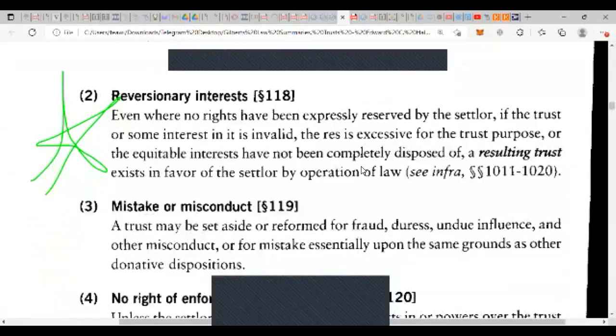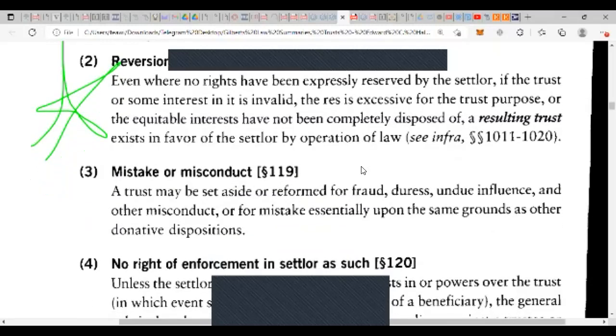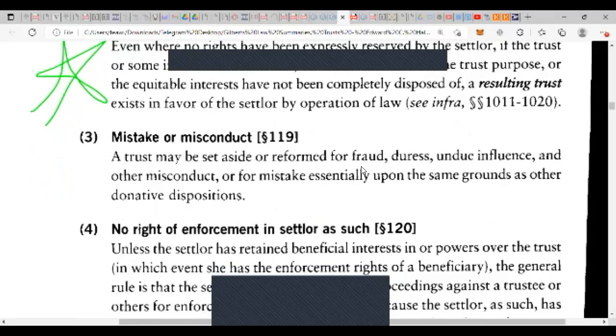Reversionary interest, Section 118. Even where no rights have been expressly reserved by the settlor, if the trust or some interest in it is invalid, the res is excessive for the trust purpose, or the equitable interests have not been completely disposed of, a resulting trust exists in favor of the settlor by operation of law. See infra Sections 1011 through 1020. Number three, mistakes or misconduct, Section 119.